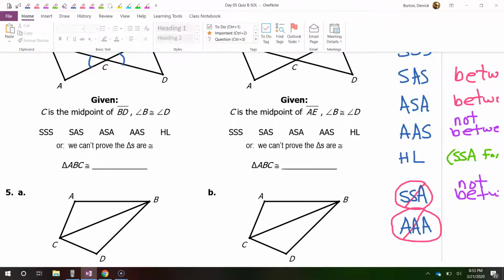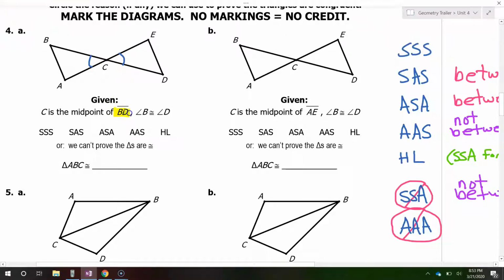Notice they're talking about BD. Focus on that for a second. BD is this right here. So if C is the midpoint of this yellow, that means that this side is going to be congruent to this side. All right, so I'm going to erase the yellow now so we can see a little bit better. We also know that angle B is congruent to angle D. So let's do a double swoop for angle B and a double swoop for angle D.